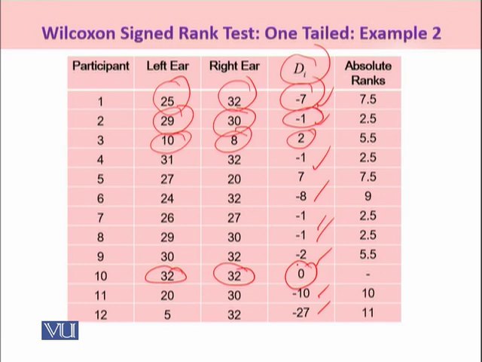Now note that our sample size is 12. We'll have to reduce it by 1. Why? Because one of the differences is exactly 0. Now, regardless of the signs, you calculate their ranks.